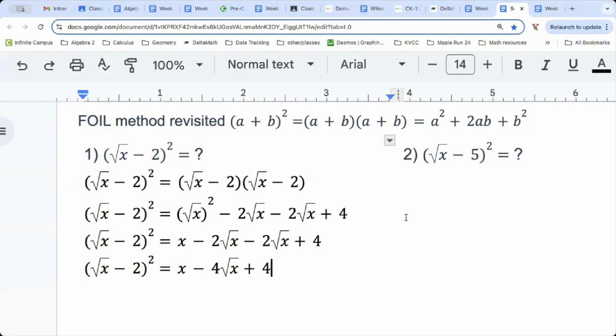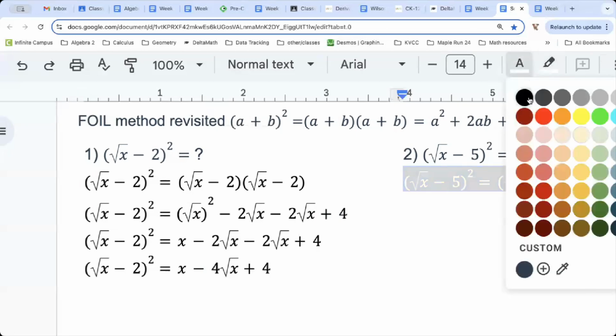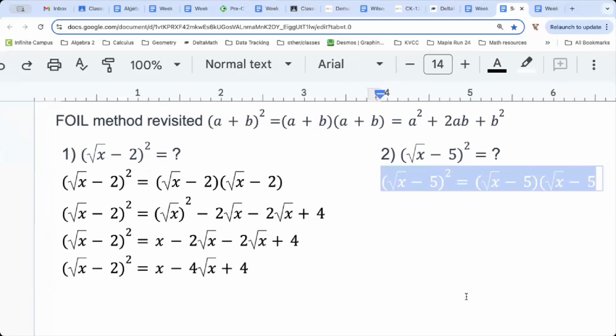Okay, so now let's take a look at number 2. It's the same setup. The only thing different is that instead of negative 2, we have a negative 5. So again, if you want to look at the FOIL method, you could, and just spell it out.